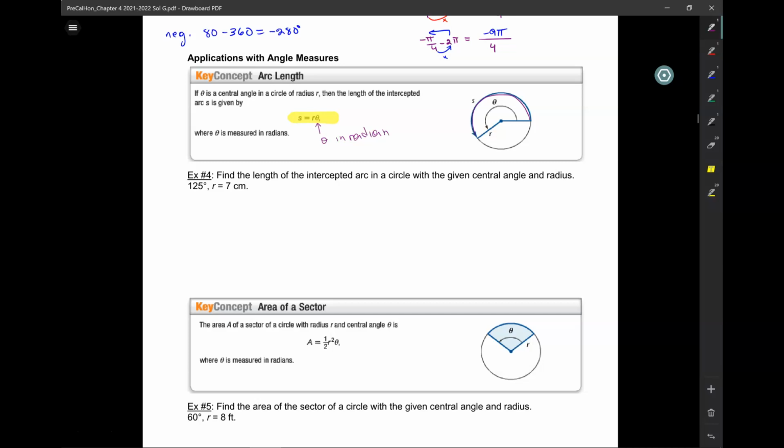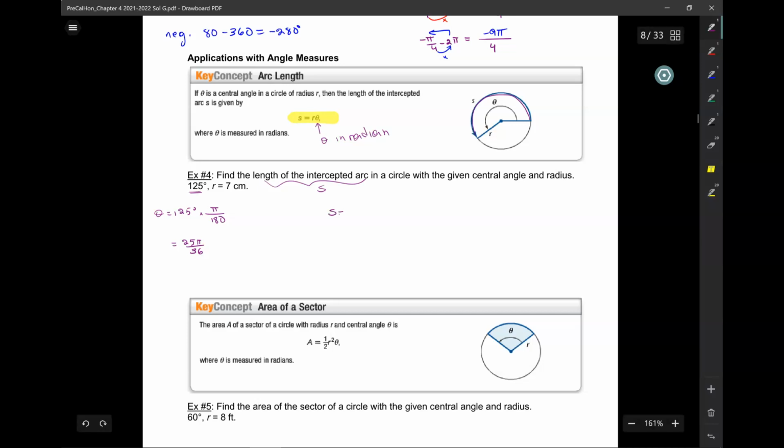So take a look at this question. It says find the length of the intercepted arc, that's S, in a circle with the given central angle and radius. So we have a theta here, which is 125 degrees. The first thing we want to do is change that into radians. To do that, we multiply times pi over 180. And when that reduces, we get 25 pi over 36.